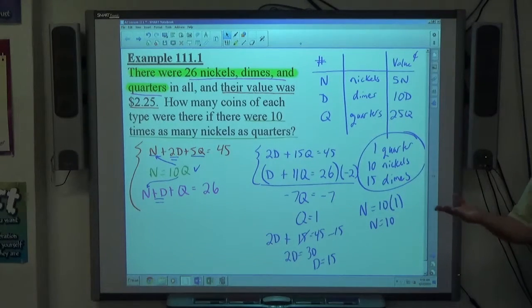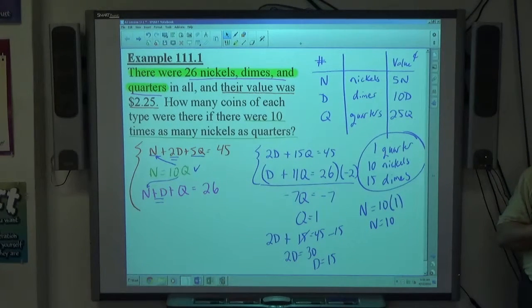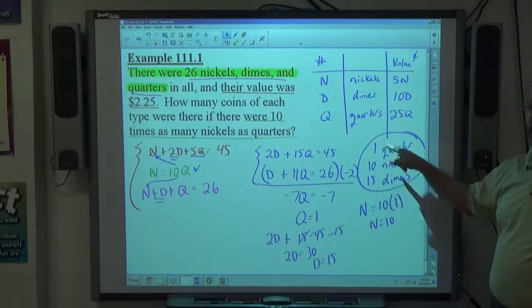If you want to make sure they're right, it's real simple. You know how much money is supposed to be, you know how many coins are supposed to be, you know the relationship between nickels and quarters. You can verify all that stuff if you want to. 1 plus 10 is 11, plus 15 is 26 coins, correct amount of coins. It's supposed to be 10 times as many nickels as quarters. 10 is 10 times as many as 1.